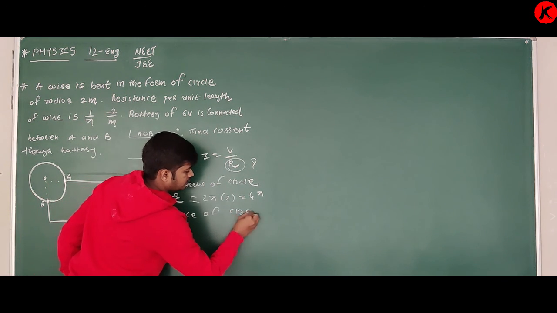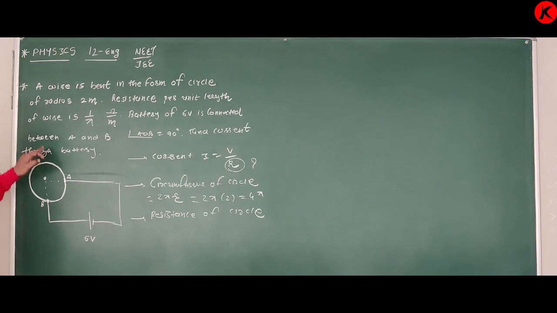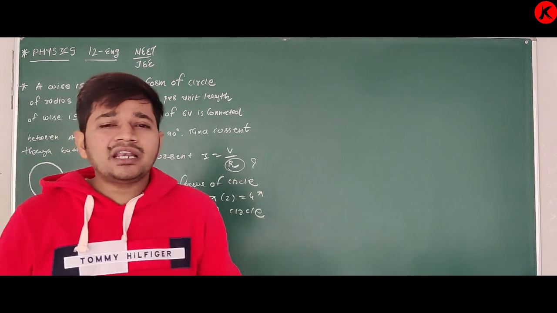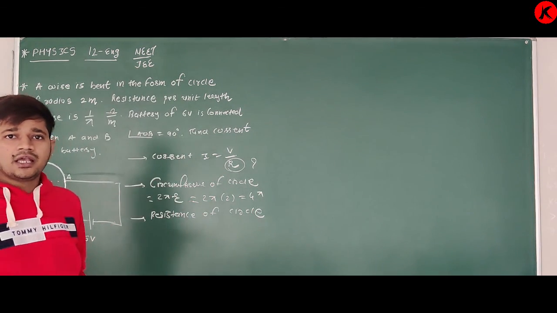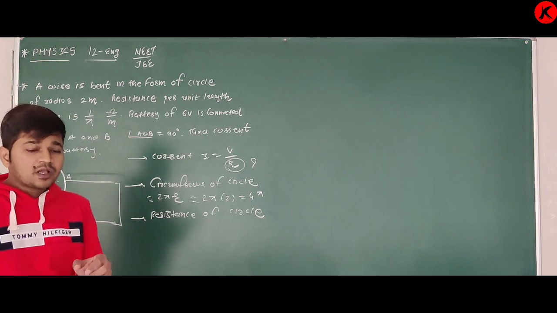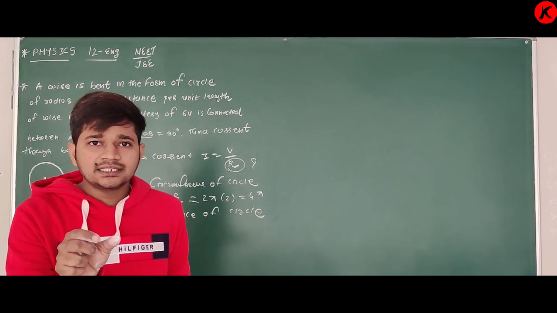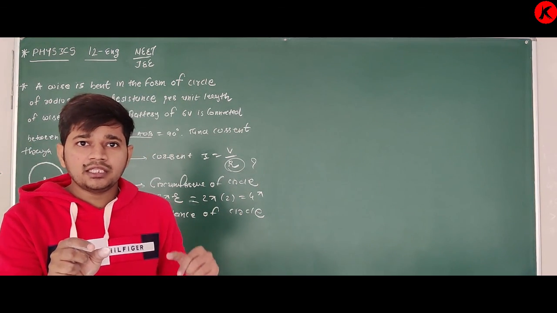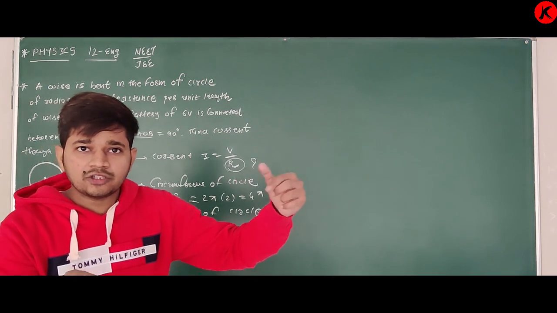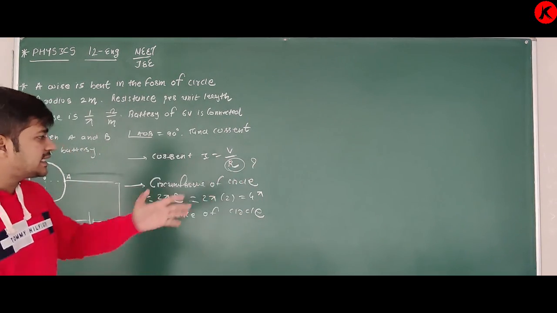Resistance of circle. What is the meaning of this? Resistance per unit length of wire is 1 upon pi. So it means for 1 meter length, resistance is 1 upon pi. For 2 meter length, 2 upon pi. For 3 meter length, 3 upon pi. 4 upon pi, and so on.